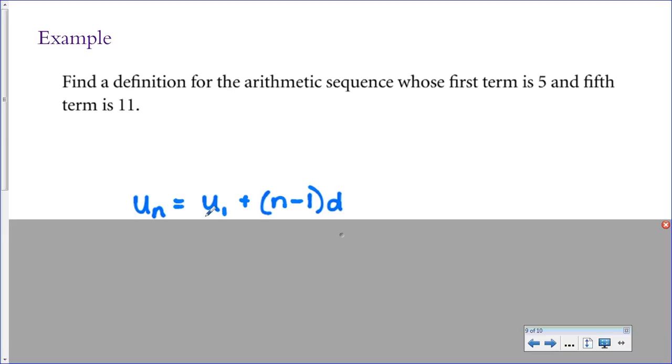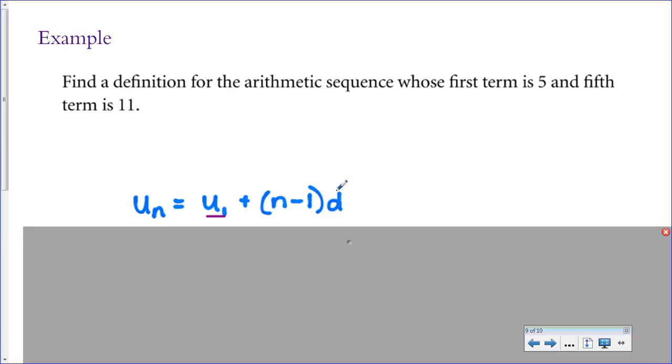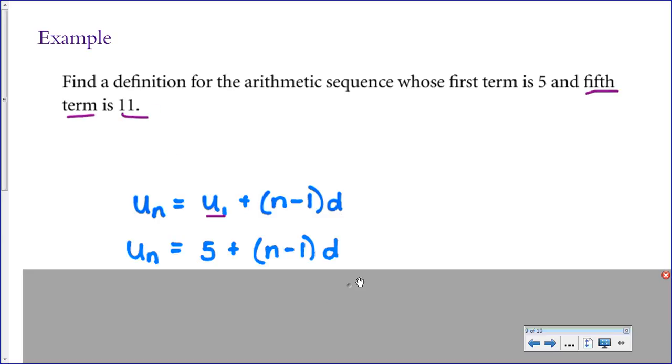I know u sub 1, right? Tells me what the first term is. What I don't know this time is d. I don't know the common difference because I don't know what the second term is, so I can't figure out what's being added each time. But what I can do is fill in this information, that the fifth term is 11. Well, first let me fill in that u sub 1. Like I said, the first thing I know is that the first term is 5. The other piece of information I have is that the fifth term is 11. That means when I'm looking at term number 5, the value of the term is 11.